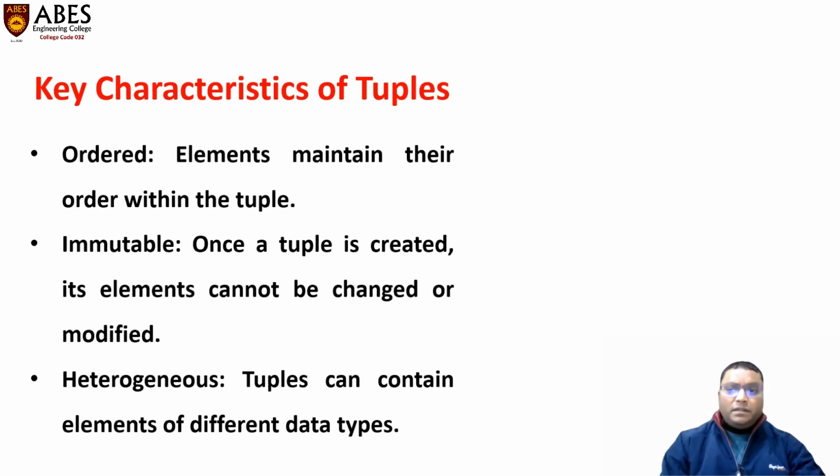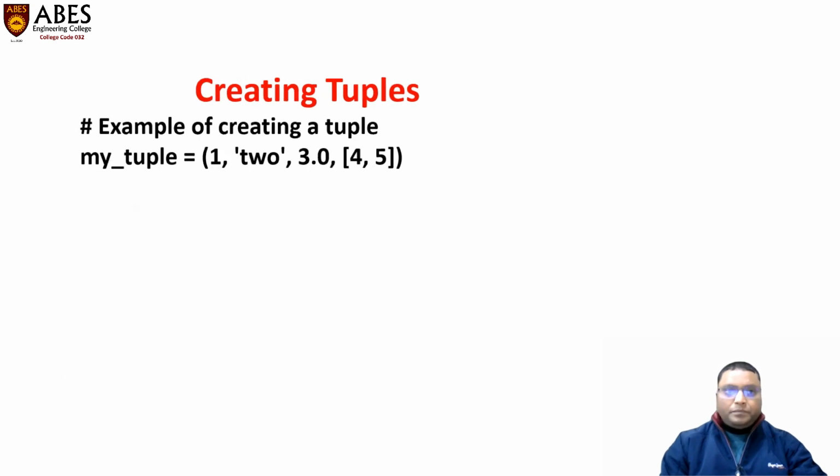Let me discuss the key characteristics of tuple. What is the importance of tuple? In a tuple, we have an ordered data type: elements maintain their order within the tuple. Immutable: once a tuple is created, its elements cannot be changed or modified. Heterogeneous: tuples can contain elements of different data types, as we can see in the previous example.